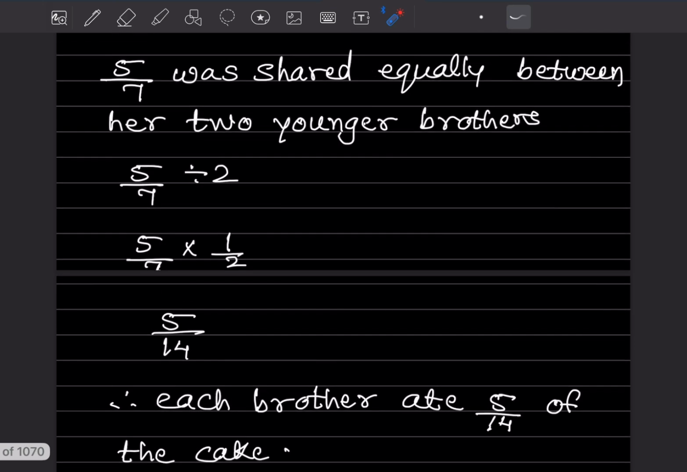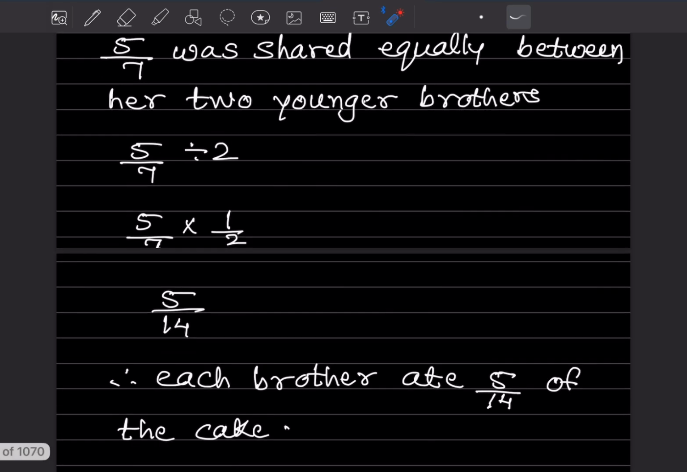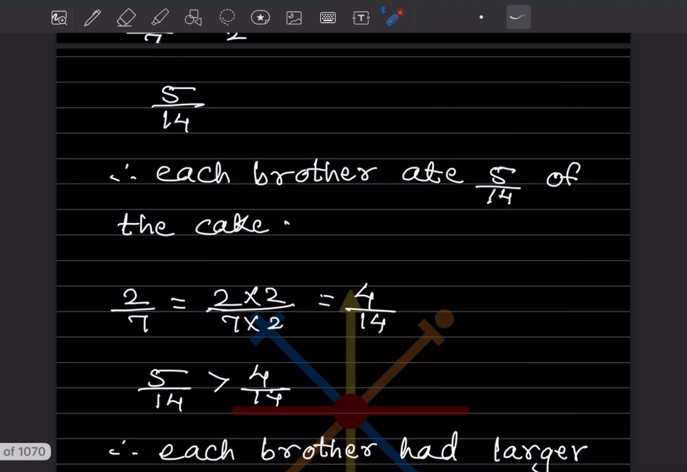So now we are going to see what they asked. Who had the greatest share and by how much? So now again here, 2 by 7 is given, and here 5 by 14. So 2 by 7, and again the denominators are different. Let us make the denominator the same. So this will be 14, because this 5 by 14 is here, and this is just 2 by 7. So here it will be 4 by 14.